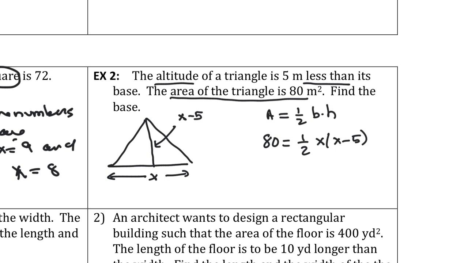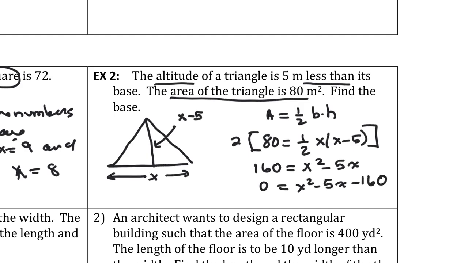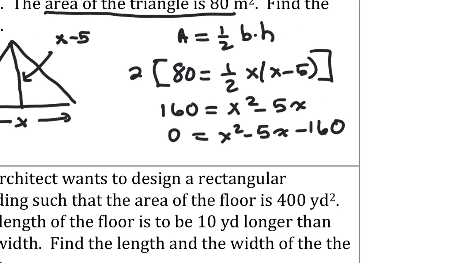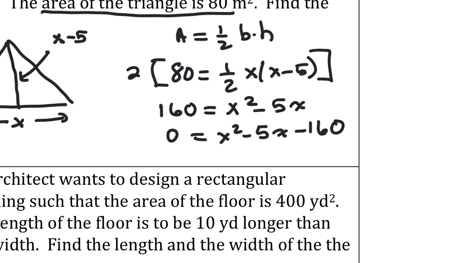I'm going to multiply everything by 2 on both sides to help before I begin. So now I have 160 equals x squared minus your 5x. 0 is x squared minus 5x minus 160. Now, you get to choose. Do you want to factor, or would you prefer to use the quadratic formula?